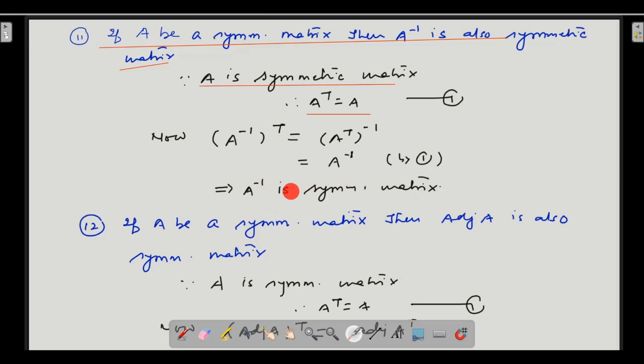What does it imply? It implies that A inverse is a symmetric matrix, because whichever matrix satisfies this property, that its transpose is equal to the matrix itself, such a matrix is called a symmetric matrix. So by definition, A inverse is a symmetric matrix. So if A is a symmetric matrix, then A inverse is also a symmetric matrix. So this is the thing. Hopefully you got this particular definition.